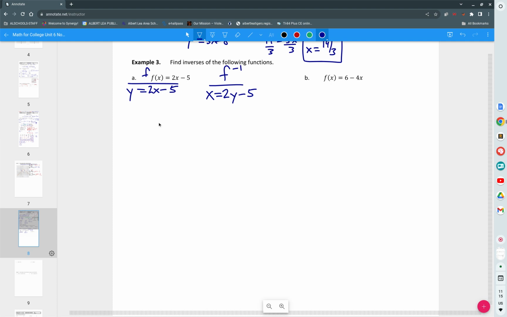This is where first hour got a little bit contentious, a little bit lost. Can somebody tell me what I do to solve for y? I want just y equals. What should I do?